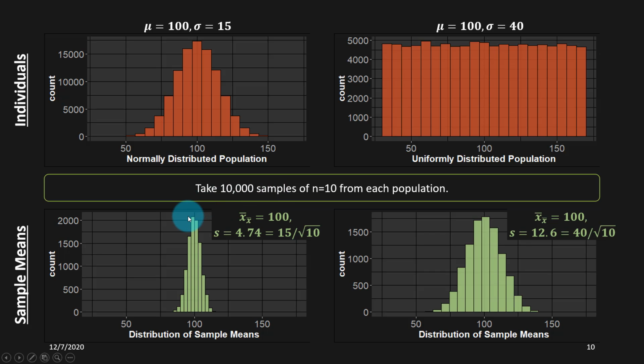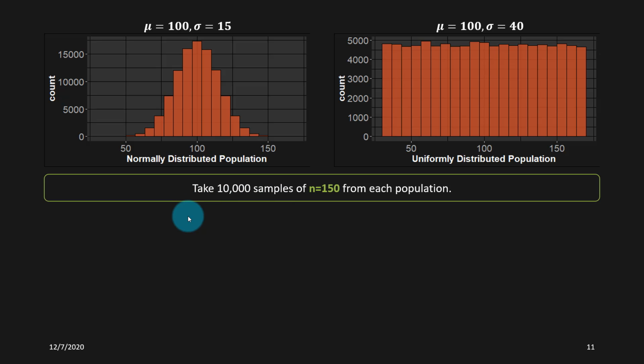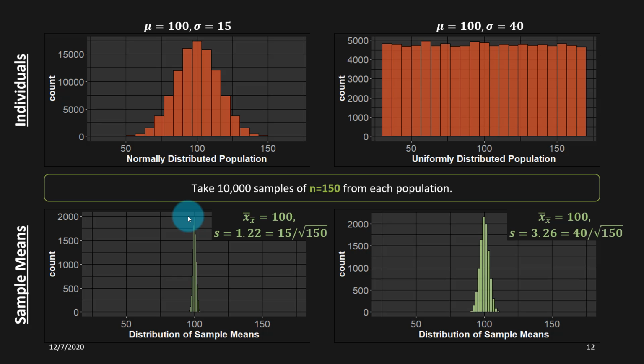Let's scale that up now and increase the sample size, because the central limit theorem says that these should be more normal the larger the sample size becomes. So we can do that. Again, we'll take 10,000 samples, now of size 150, and the first thing that should be evident is that these distributions are a lot tighter. They might look a little funny because we're so far zoomed out on this scale. This one looks almost like a little needle point, but if you zoomed in here, it would look more normal than it appears.